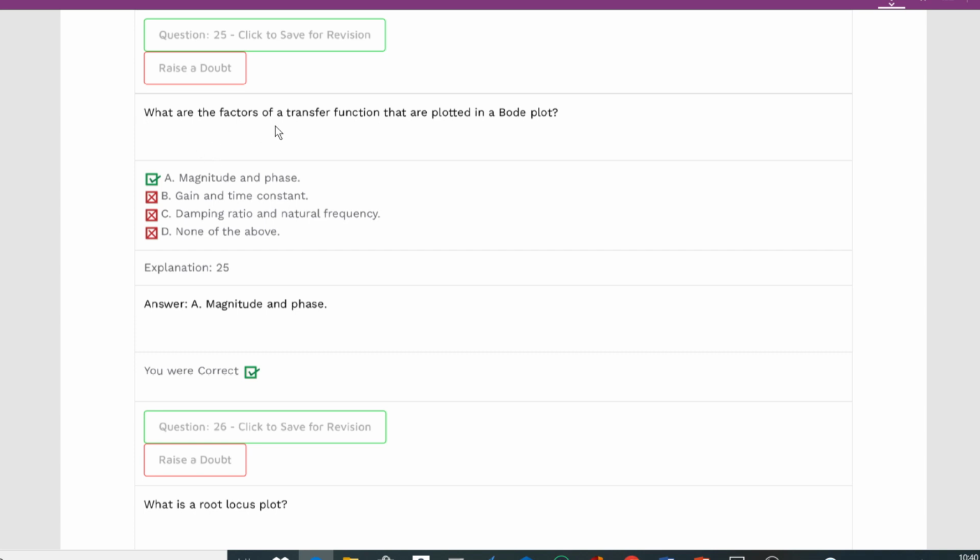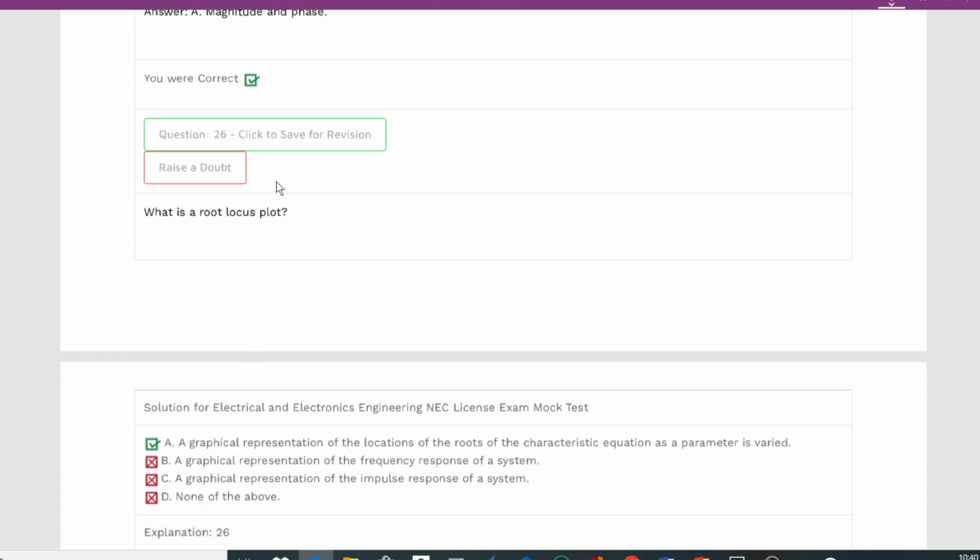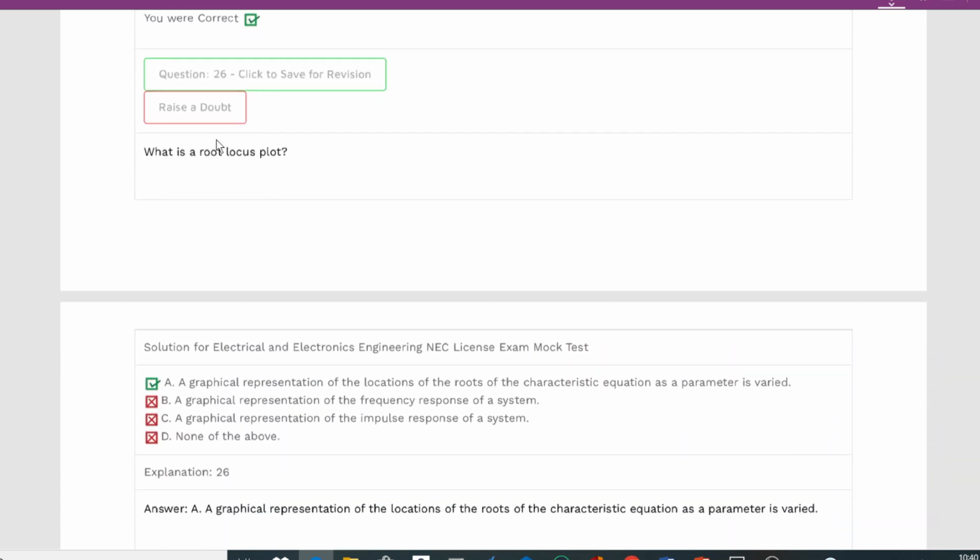Now what are the factors of a transfer function that are plotted in a Bode plot? The factors of a transfer function that are plotted in a Bode plot are the magnitude and phase. Now what is root locus? A root locus is a graphical representation of the locations of roots of the characteristic equation as a parameter is varied.